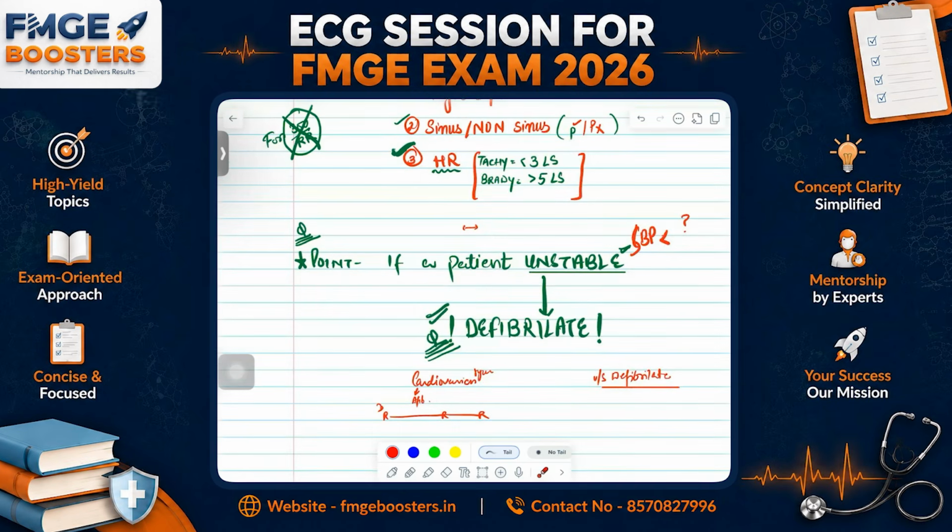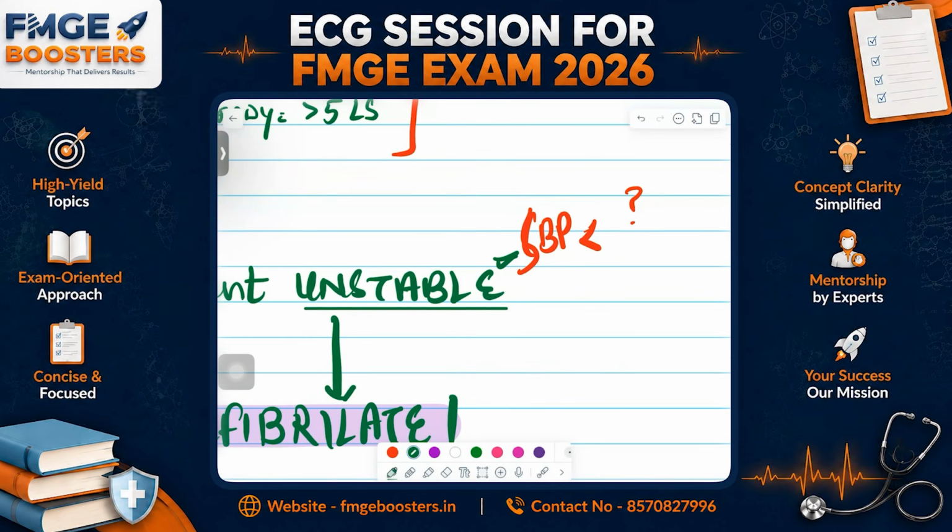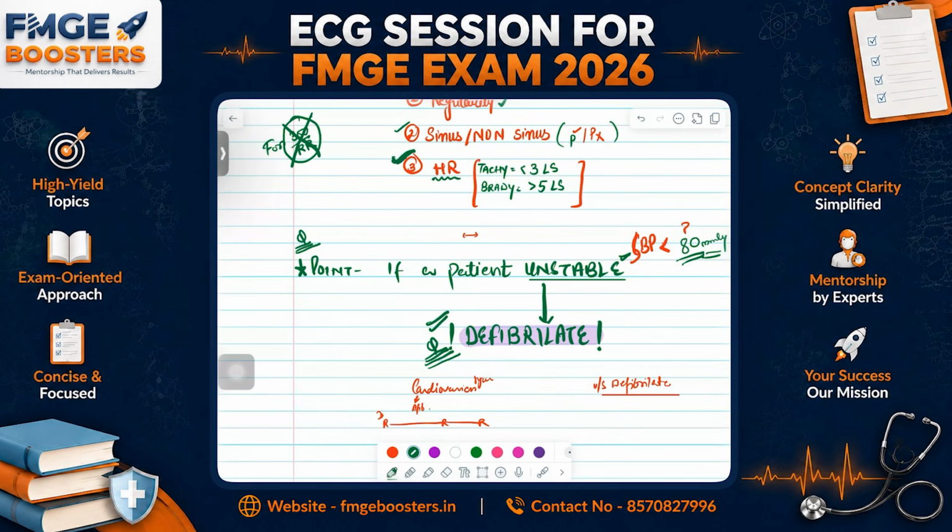Okay? And one star point: whenever you see a patient is unstable and the question asks you about the treatment, it will always be defibrillate. And what do I mean by unstable? Let's say he is unconscious, systolic blood pressure less than 80. Whenever you see such an image, the answer will be direct defibrillate. No atropine, no amiodarone, no other drugs, directly defibrillate. Okay? If a patient is in shock, shock the patient. That's what the line is.